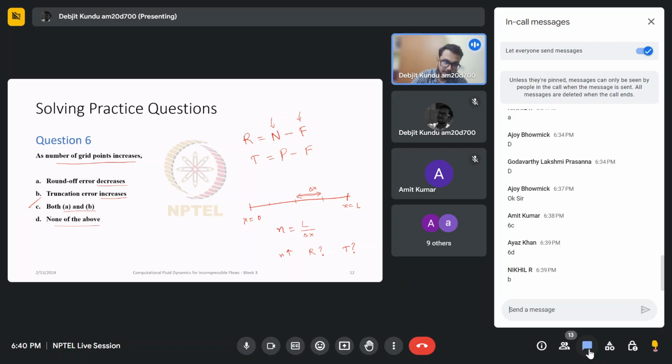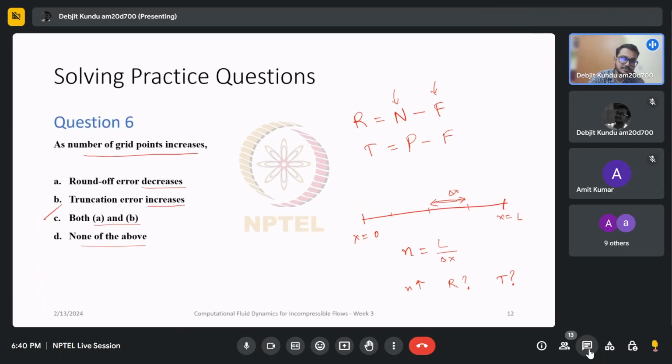Okay, so we have responses in favor of C, D, B as well. So quite a divided crowd. Let's see what others have to say. We'll wait for some time and I'll urge everyone to send in your responses here.